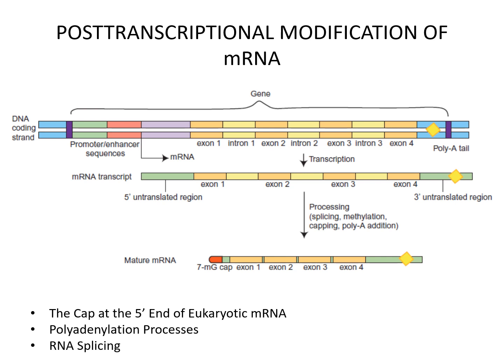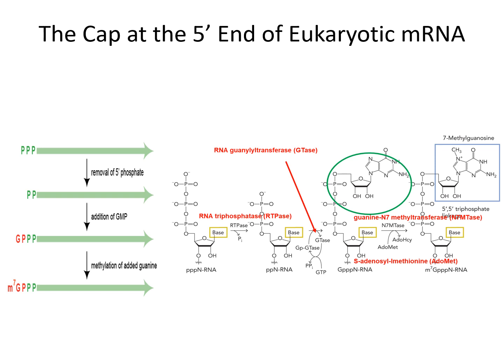And then there are two other mechanisms for post-transcriptional modification. One is the 5' cap, and another one is polyadenylation of the 3' tail. So those are the three mechanisms that can be processed after transcription is completed. So for the 5' cap, the 5' cap basically is the cap at the 5' end of eukaryotic messenger RNA.